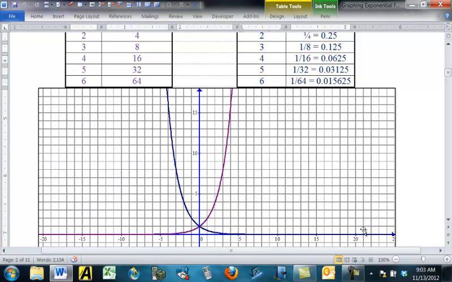So notice when we have a base bigger than 1, we get this increasing, concave up shape. But when the base is less than 1, we get the decreasing shape. They're both concave up. They're both connected, continuous. They both have domain all reals, and both have range only the positives.